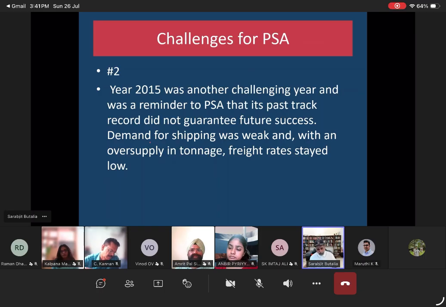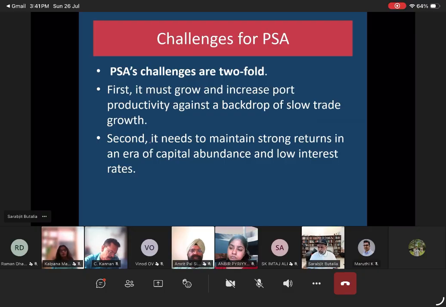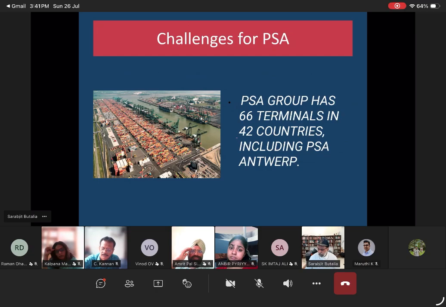Shipping is a cyclic thing: oversupply, tonnage and freight. So the profits are falling, and they should increase their capacity more and more. Their projection is not 5-10 years. They look at 20-30 years whenever they build something. They need to maintain the growth rate despite their current challenges. That's why they are diversifying to 66 terminals in 42 countries, including Antwerp.